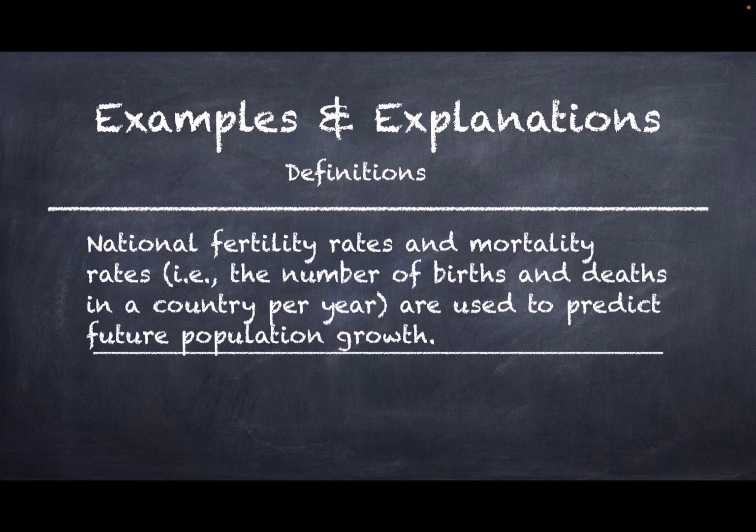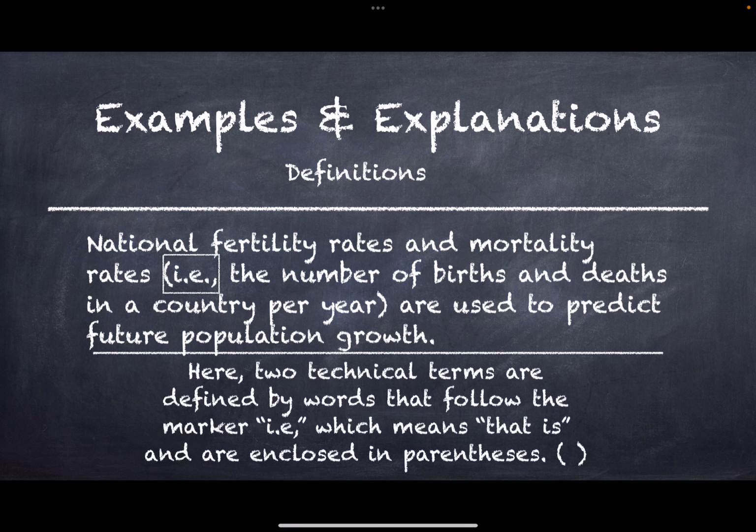Another example: national fertility rates and mortality rates, i.e. the number of births and deaths in a country per year, are used to predict future population growth. In this case, this little symbol, i.e., means "that is," so that's another definition marker. And here actually two technical terms are defined. Fertility rates, the number of births, and mortality rates, the number of deaths, both in a country per year. Also note that with i.e. the definition is enclosed in parentheses.